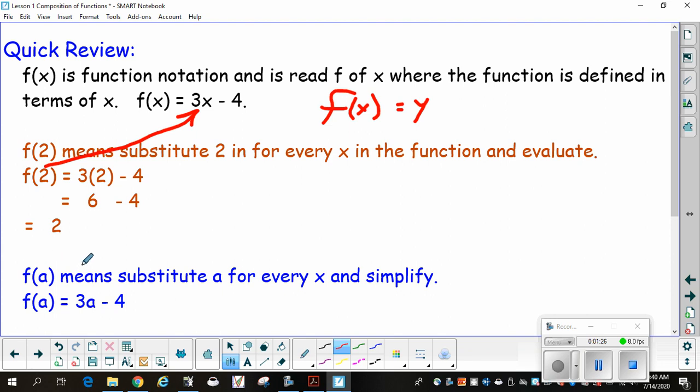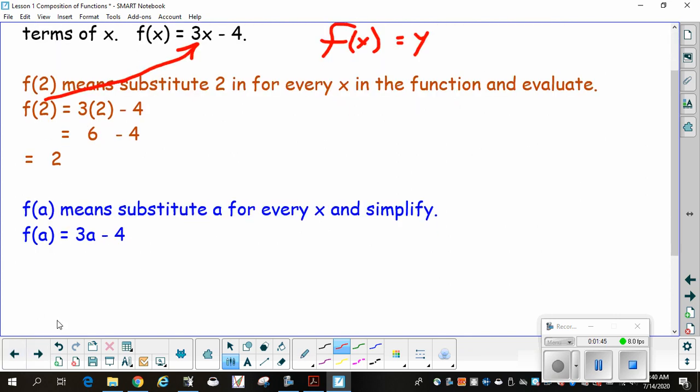f of a simply means I want to replace the x with an a. Don't know why you want to do it. Well, you might want to do it if it meant something in particular, like a was going to stand for the number of apples, and b was the number of bananas, and f of x was just f times the number of fruit. Something crazy like that.